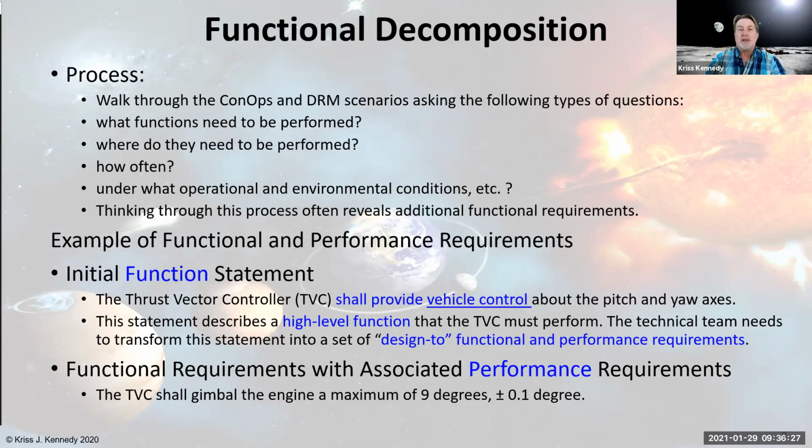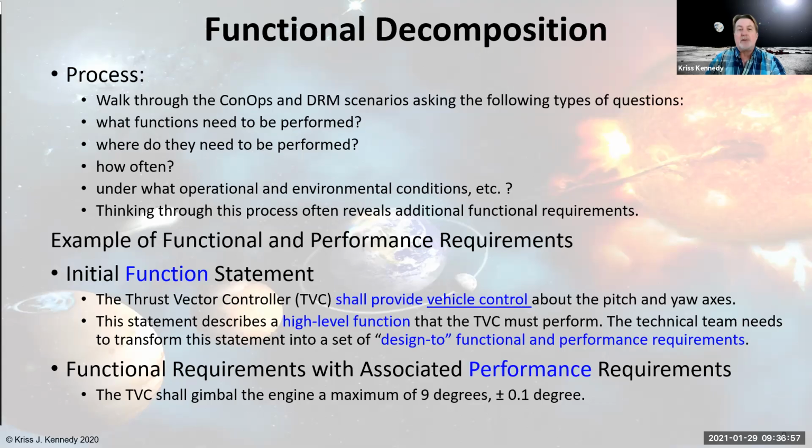Thinking through this process often reveals additional functional requirements that you may not have considered if you had just jumped right into and started designing your architecture or your spacecraft. So here's an example of functional performance requirements. An initial functional statement: the thrust vector controller shall provide vehicle control about the pitch and yaw axis.